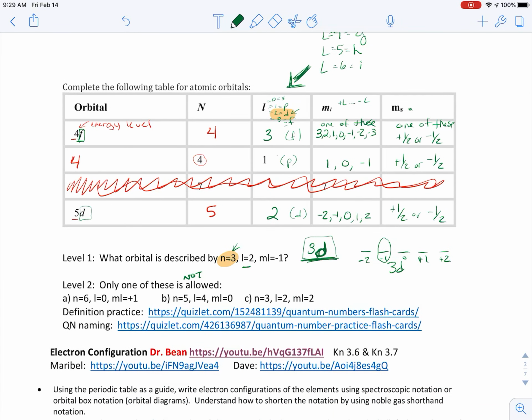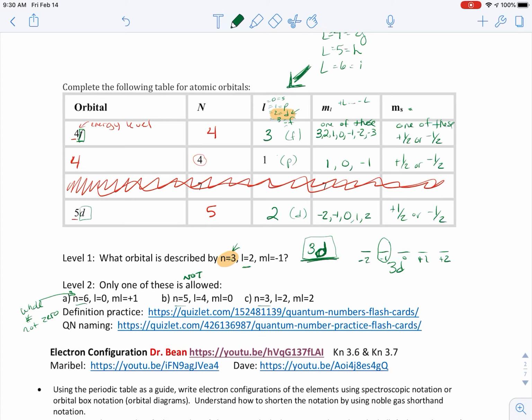So the whole key is that anytime you have an N, the N should be a whole number. And it needs to be not 0, because you can't be on the 0th energy level. There is no 0th. It always starts at 1. So all of these are not 0, and they're whole numbers. So those are all good.